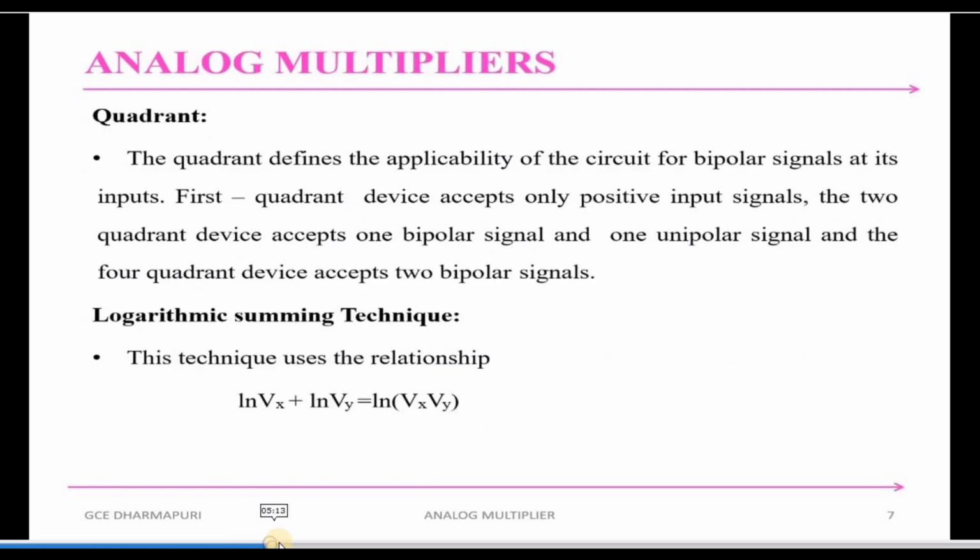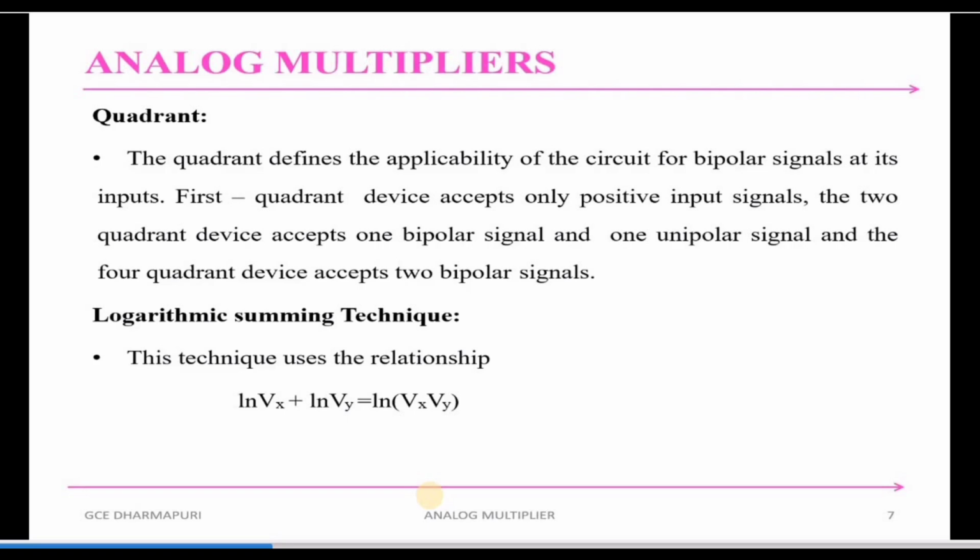The next one is quadrant. The quadrant defines the applicability of the circuit for bipolar signals at its input. The first quadrant device accepts only positive input signals. The two quadrant device accepts one bipolar signal and one unipolar signal, and the four quadrant device accepts two bipolar signals. First, let us discuss the logarithmic summing technique.